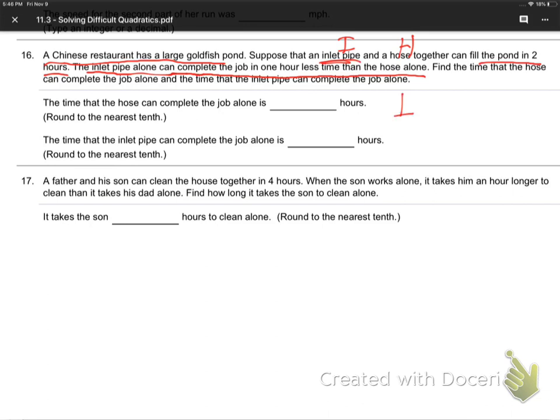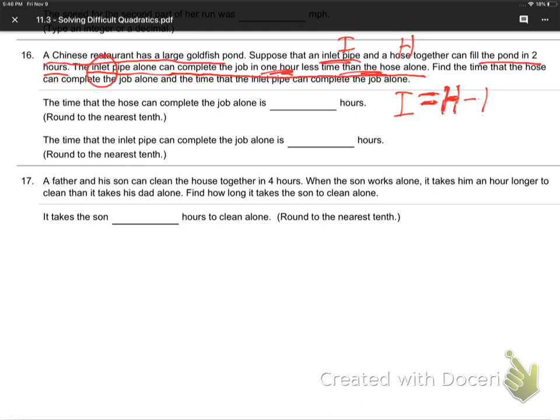So inlet pipe is hose minus 1. Isn't that what they're saying? The inlet can do the job 1 hour less than the hose. The inlet is hose minus 1, 1 less than the hose. Find the time.